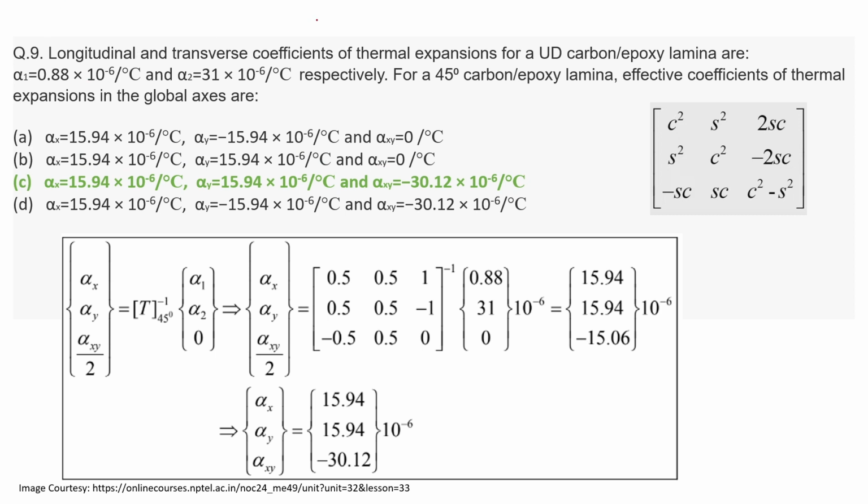Next question is: longitudinal and transverse coefficient of thermal expansion of a UD carbon epoxy lamina are. So it is the same as the previous one. Here, the alpha 1 and alpha 2 values are different. That is alpha 1 equal to 0.88 into 10 to the power minus 6 per degree Celsius and alpha 2 equal to 31 into 10 to the power minus 6 per degree Celsius respectively. Now here you have to find, for a 45-degree carbon epoxy lamina, the effective coefficients of thermal expansion in the global axis. So similar to the previous question, again you have to multiply the alpha 1, alpha 2 values with the transformation matrix with the angle given as 45 degrees, and from that you can get the value of the coefficient of thermal expansion in the global axis.